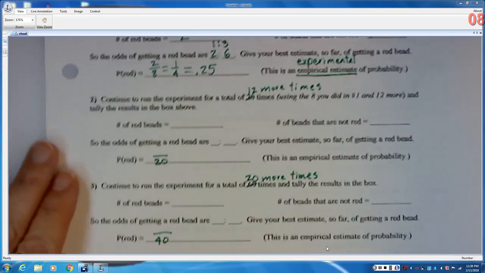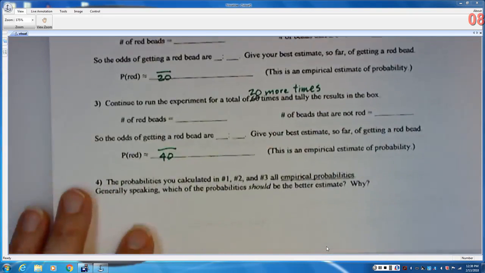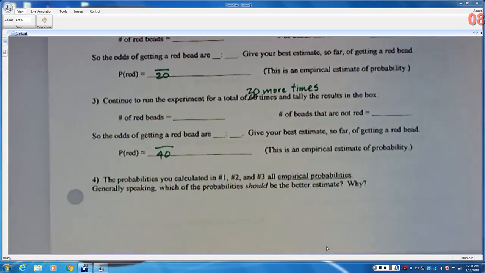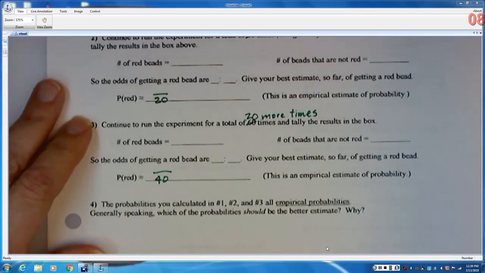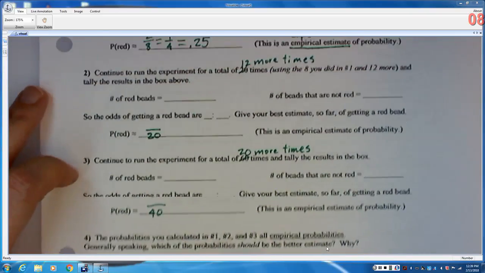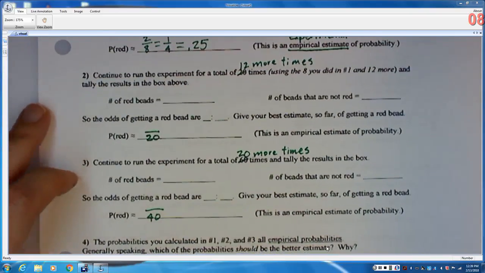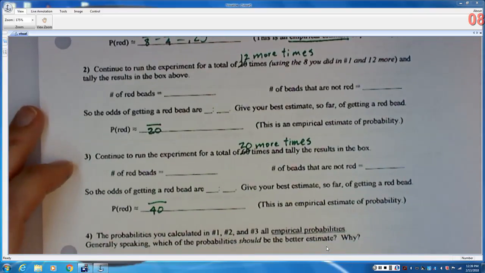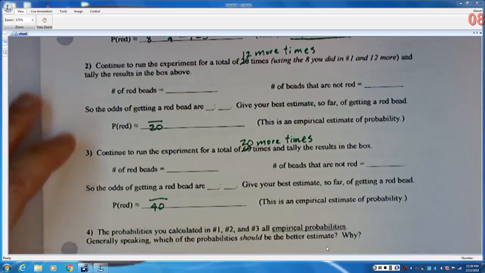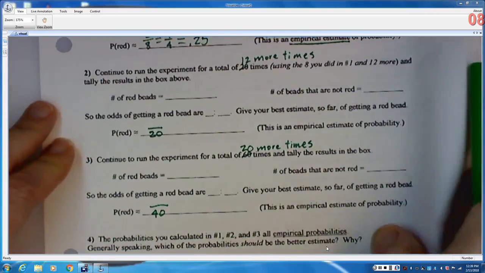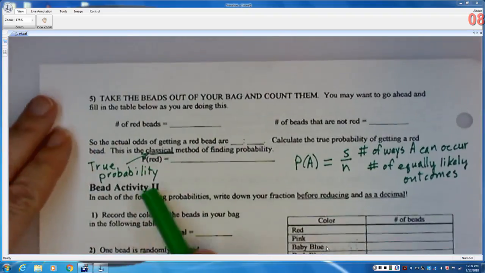So what did you think? See, the probabilities in 1, 2, and 3 were all experimental. So which one of these would be the most accurate, you would think? Number 3. It's okay if you did 60. Number 3 should be the most accurate because we did it the most times. We repeated it.